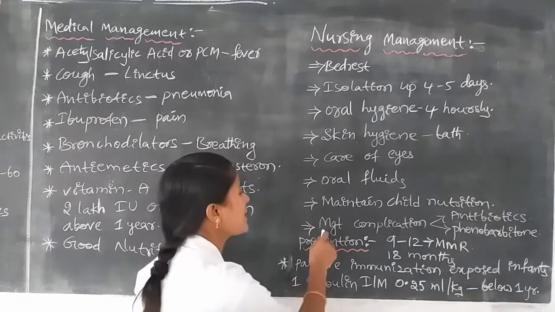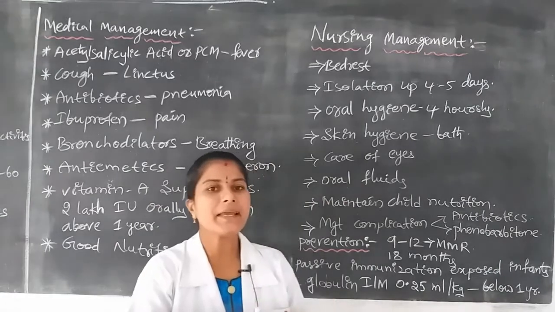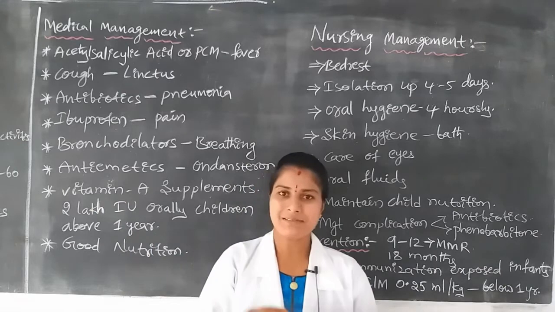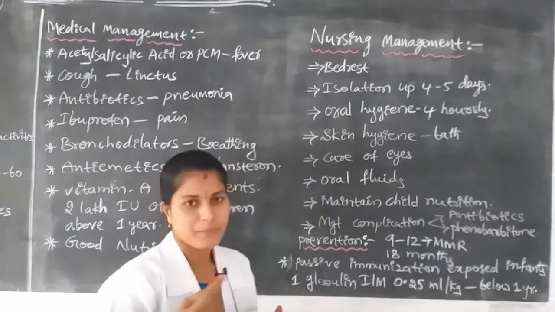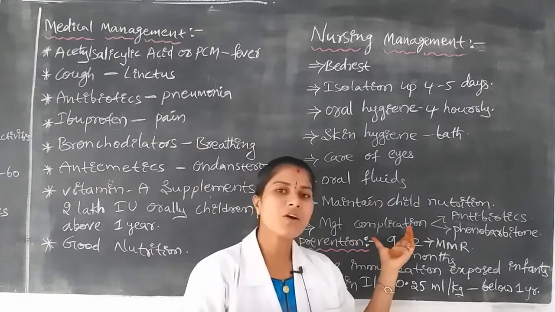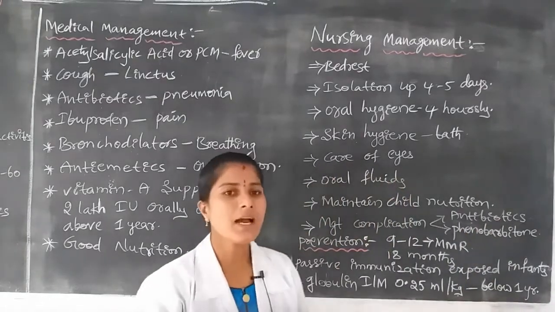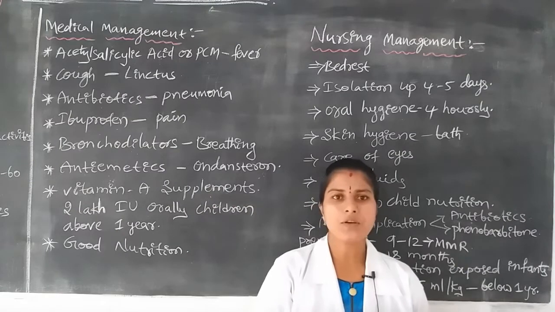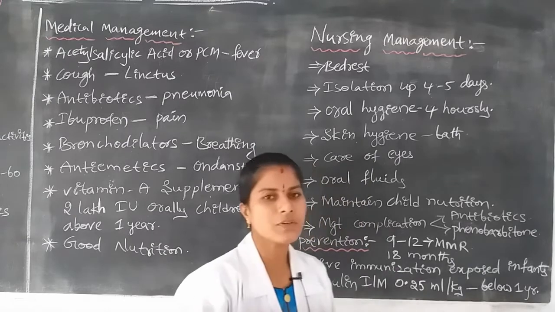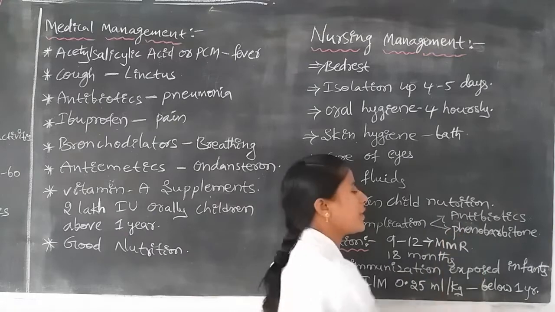Next, management of complications. When we do not give sufficient care to measles at an early stage, measles will be complicated by some problems. For prevention and management of complications, we have to administer antibiotics. One complication is pneumonia, which is a secondary infection. For control or prevention of secondary infection like pneumonia, we have to administer antibiotics.